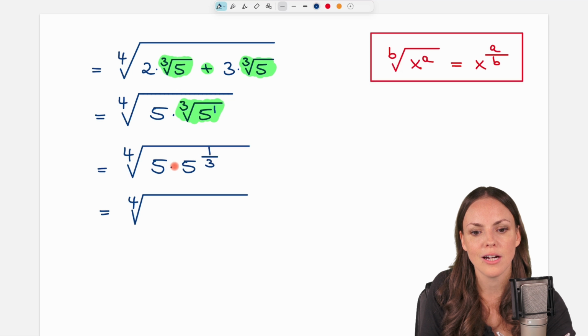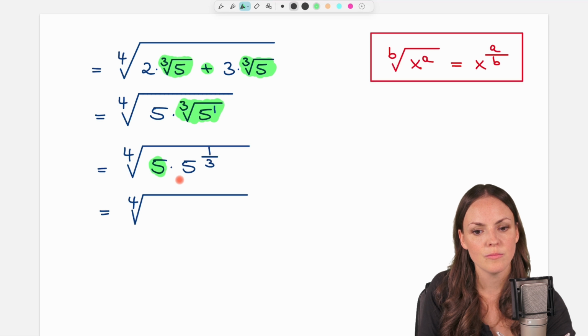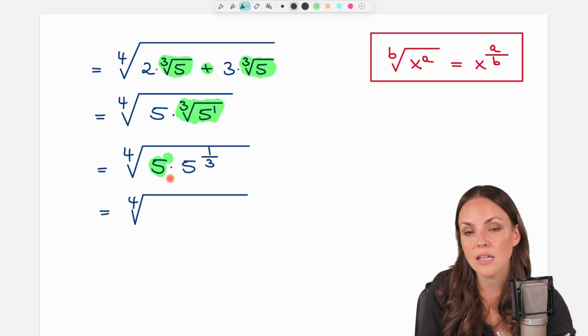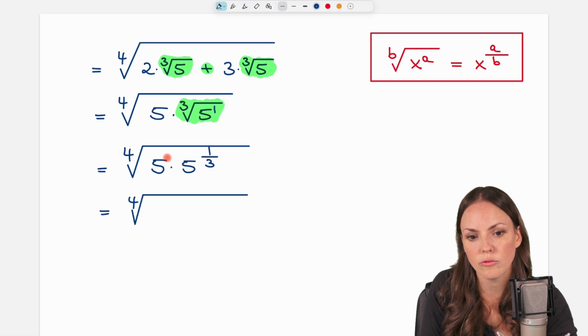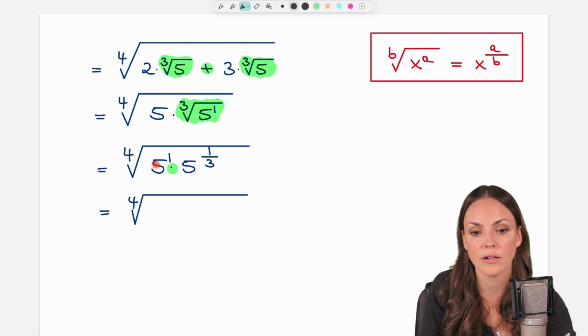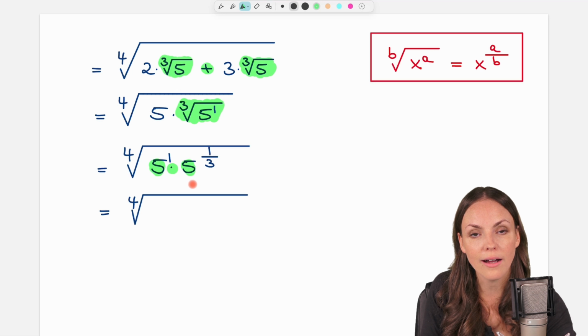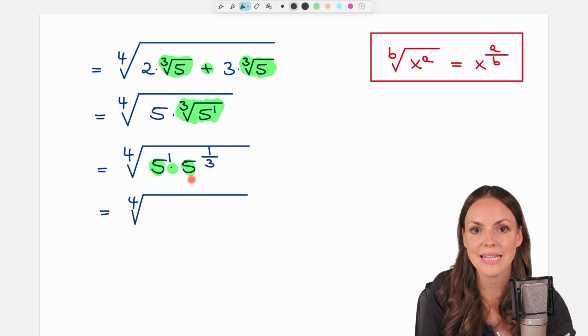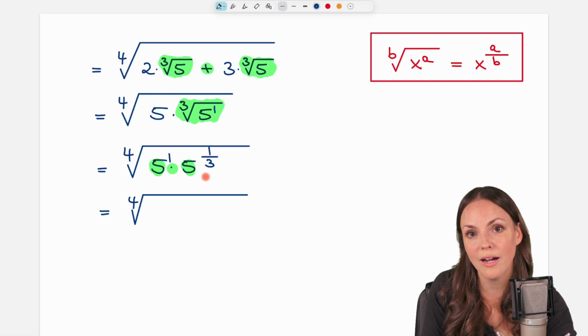We have 5 times 5 to the power of 1 over 3. We could write this 5 here also as a power. The exponent, we cannot see it, but it is a 5 to the power of 1. So we multiply a power of base 5 with another power of base 5. There is a rule for how to multiply these two powers.